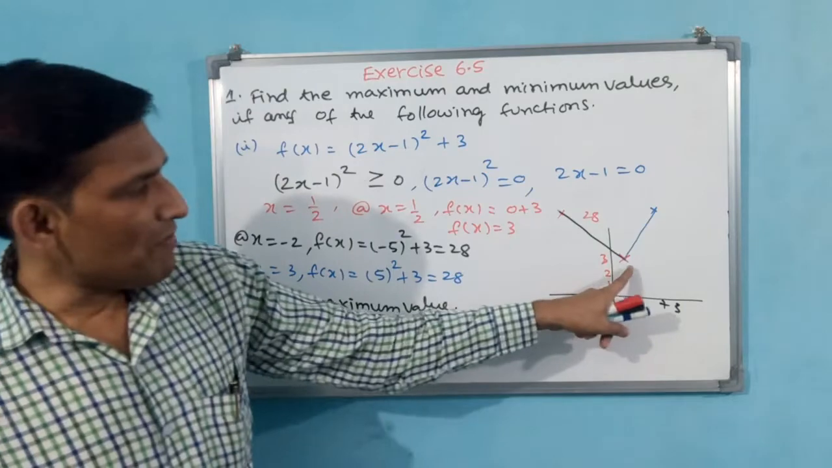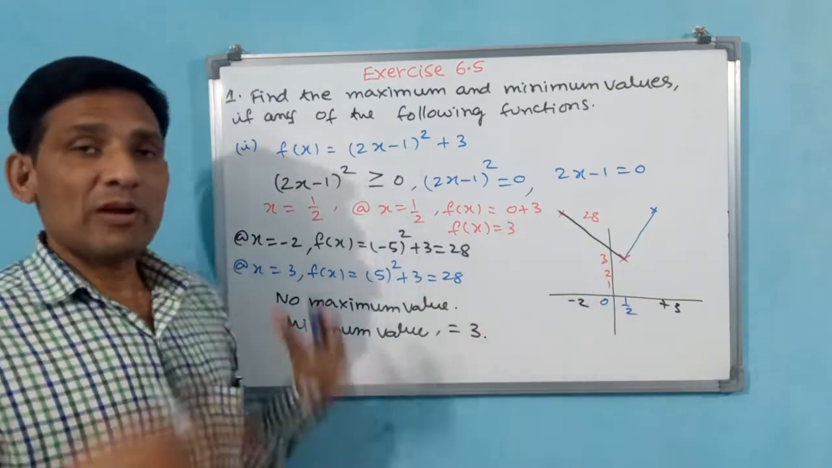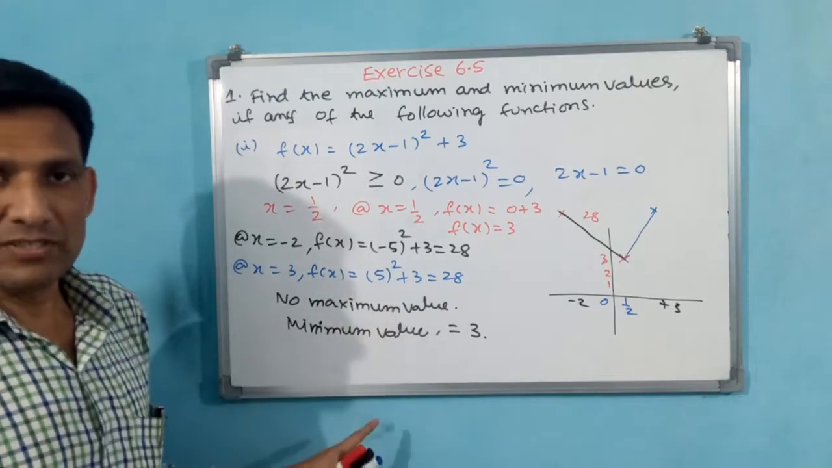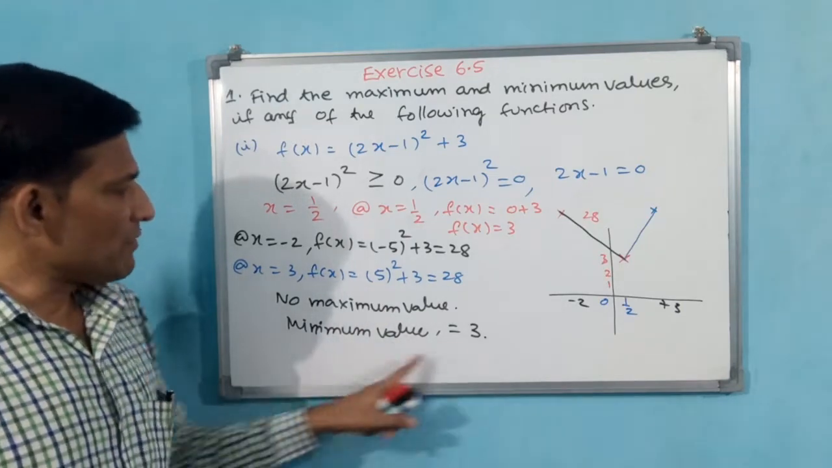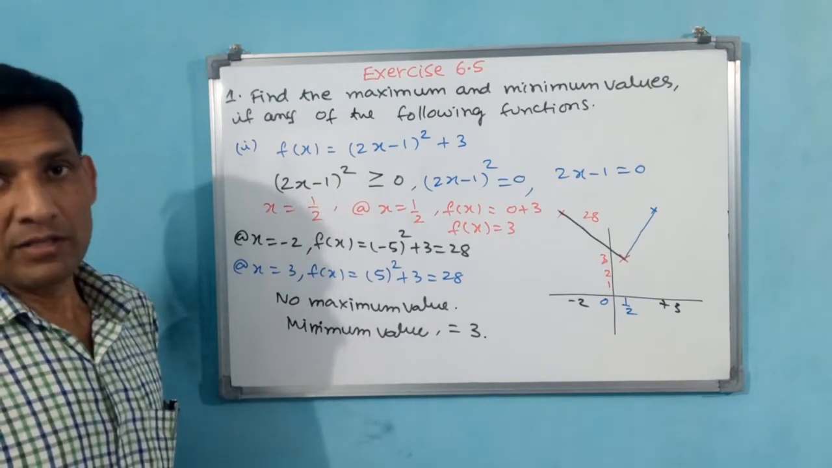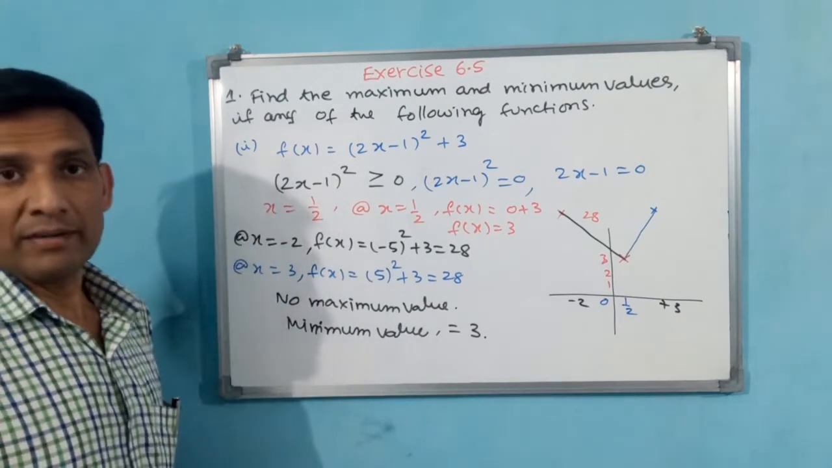Why? Because this is minimum value 3. Maximum value may be infinity. Infinity we should not write. That is why you have to write no maximum value exists, or no maximum value. Minimum value is 3. Okay. Do you understand this question? Shall we go for the second part? Okay. Let us go.